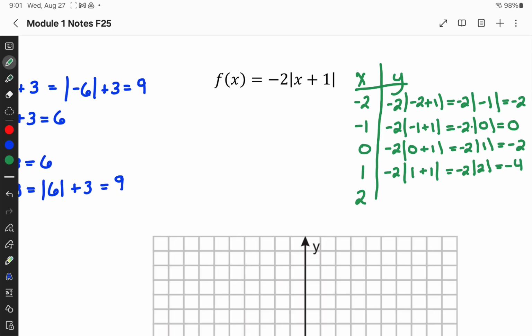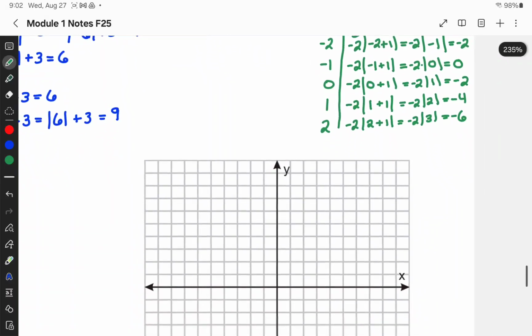And then last, we'll go ahead and plug in 2 for x, so -2 times the absolute value of 2 plus 1 is going to be equal to negative 2 times the absolute value of 3. And the absolute value of 3 is 3, times that negative 2 in front is negative 6. And now we should be ready to graph it.